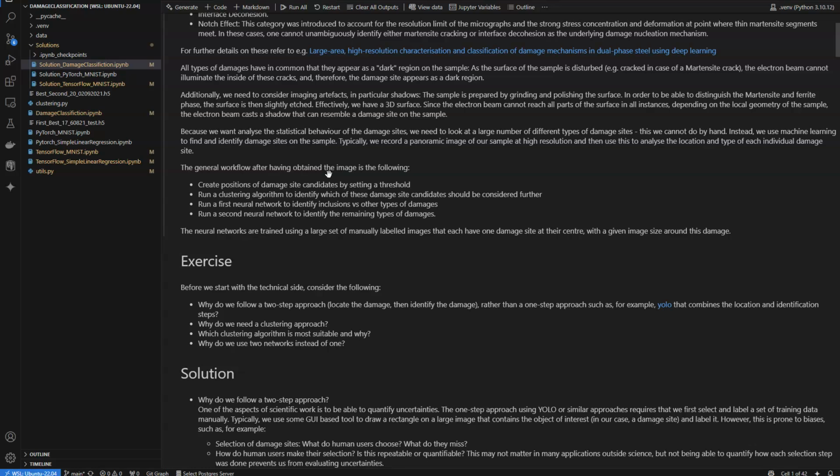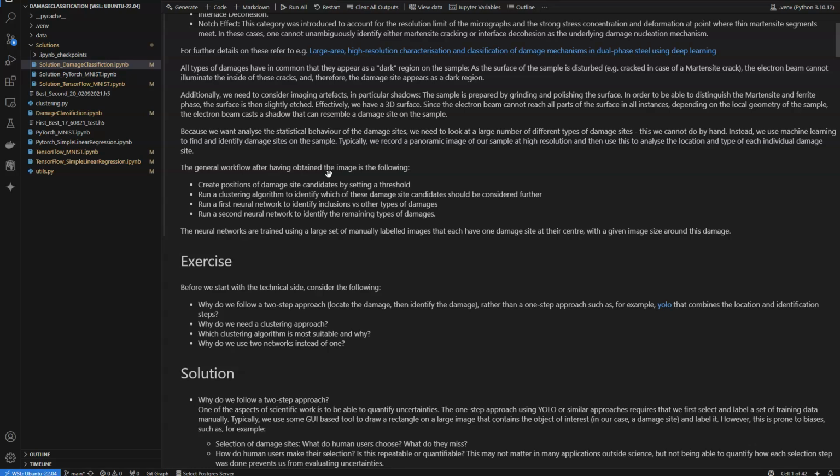So the way we do this is we create the positions of potential damage site candidates, set a threshold, so everything that's dark, so has a low intensity value, and then we can run a clustering algorithm to identify which of these damage sites should be considered further, because if there's only 1 or 2 black pixels, we don't want to identify this as damage. And then we use 2 different neural networks. First, the neural network to identify the inclusions versus all the other types of damage, and then a second neural network to identify the remaining types of damage.